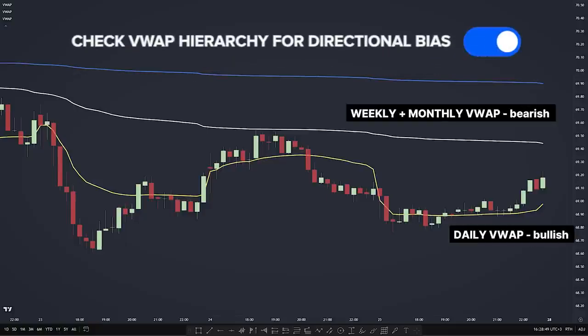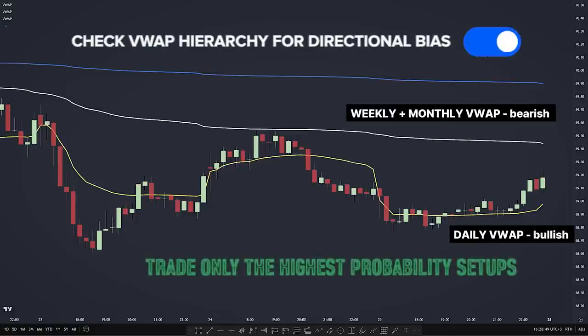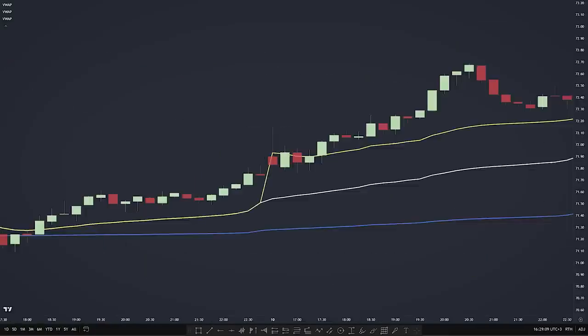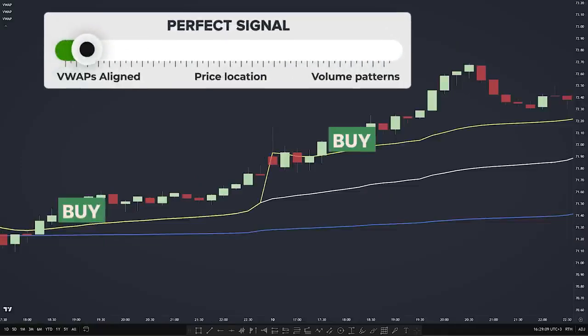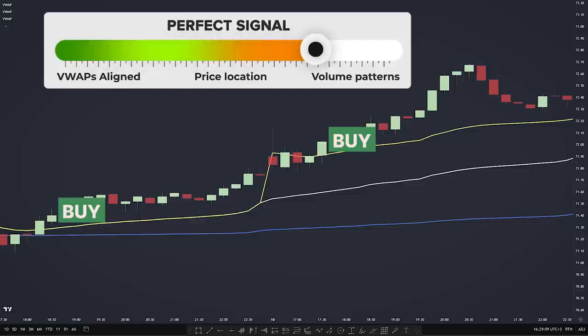Your VWAP watch list focuses on markets with the highest probability setups. Look for instruments where multiple VWAP timeframes are aligned. Price near significant VWAP levels. Volume patterns suggesting institutional activity.